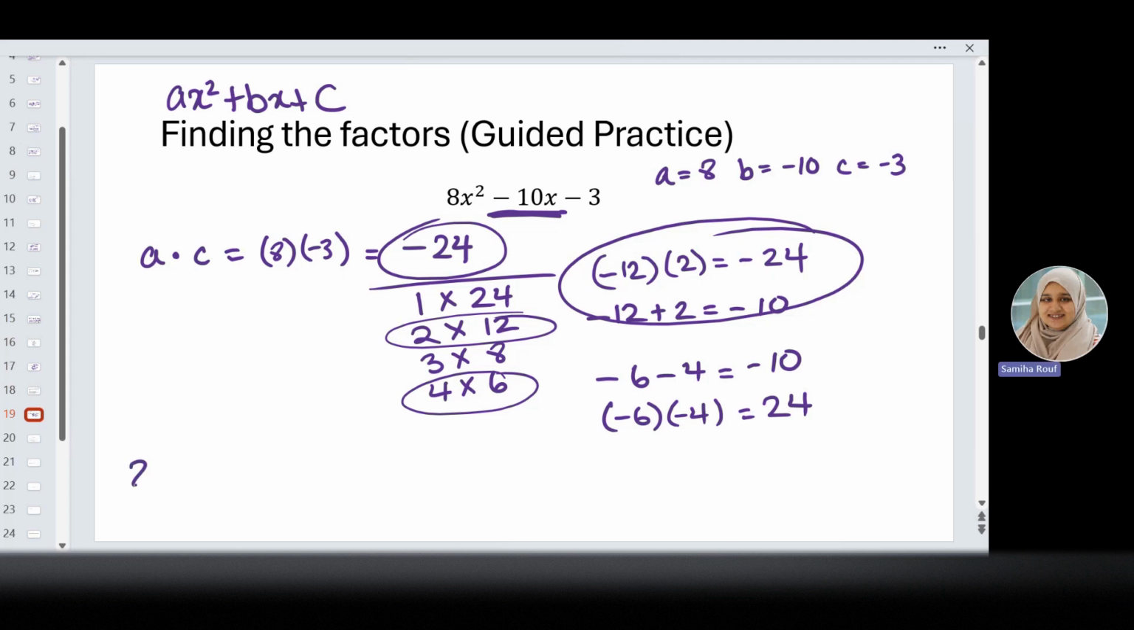So what will I do? I'm going to do 8x squared minus 10x minus 3, and I'm going to split the 10x into -12 plus 2. So what would that look like? We have -12x plus 2x minus 3. And then I resort to factoring by grouping now, because I have this pair and I have this pair. So I'm going to try to find the common factor among both of them.